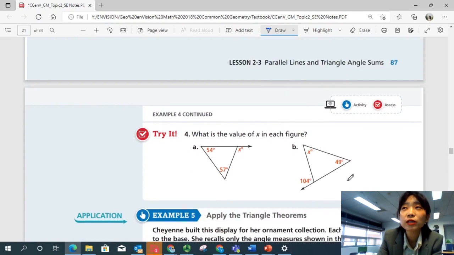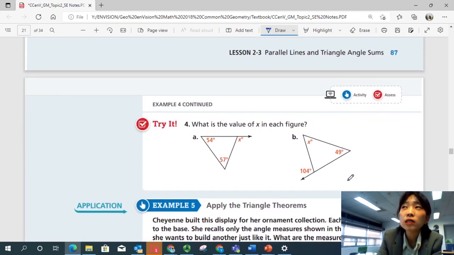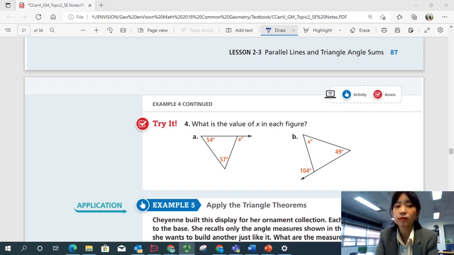On your next page, there's Try number 4. What is the value of x in each figure? Use the triangle exterior angle theorem and see if you can figure it out by yourself. Come back when you're ready for the answer.